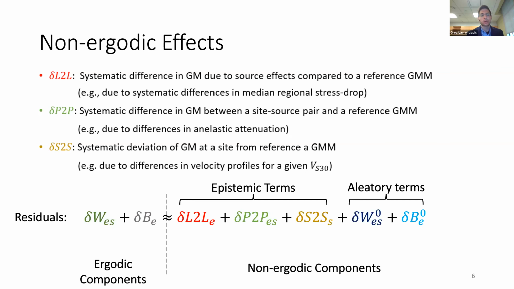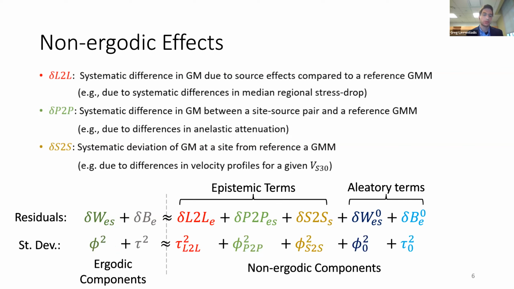But what is important to recognize is that there is no loss or gain of information. The difference is how the same information is treated. So in ergodic models, everything is treated as random, that cannot be predicted for future events, whereas in non-ergodic models, we separate them into the epistemic terms, which, as we collect more data, we can better refine and estimate more accurately, and the remaining aleatory term, which is what we cannot learn for future earthquakes.